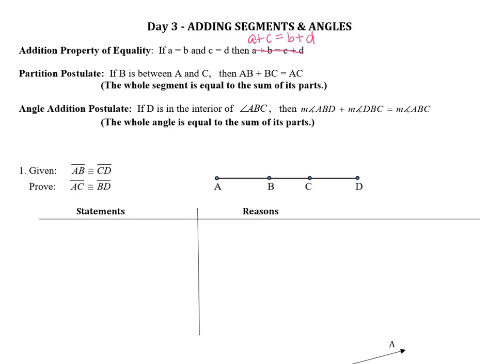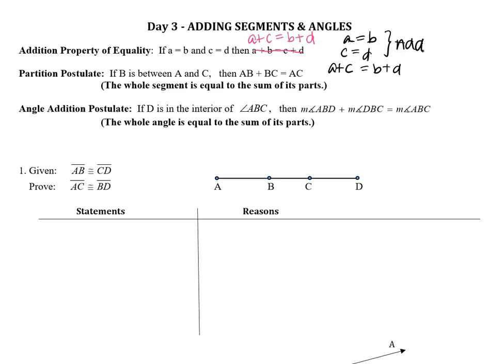In this video, we're going to be talking about adding segments and adding angles. So at the top here, we have what's called the addition property of equality, where if A equals B and C equals D, so I can almost write it like this, A equals B and C equals D, then it's true that A plus C equals B plus D just by adding those two statements.